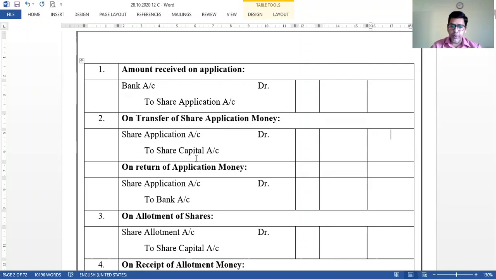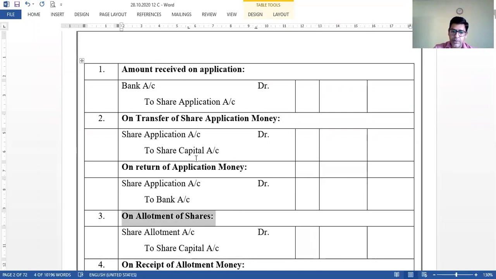Third, if we have received any excess application money, I told you at the time of over subscription, if we have some excess money with us, the amount has to be refunded. When that amount is refunded, the entry required is share application account debited to bank account. When you receive money, it is bank to share application. But when you are rejecting the applications and refunding the amount, this entry will be required: share application account debited to bank account.